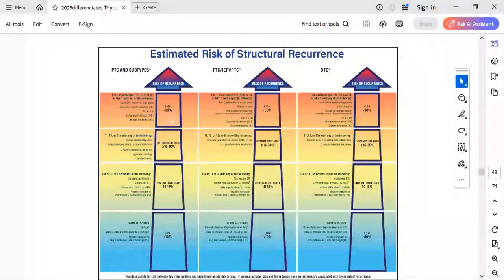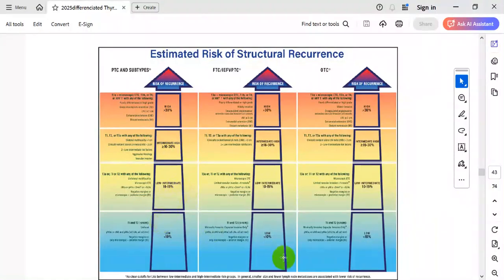So it is very important to have this scheme with every endocrinologist, because it's very important to know which category and which type of follow up is the correct assessment and follow up.